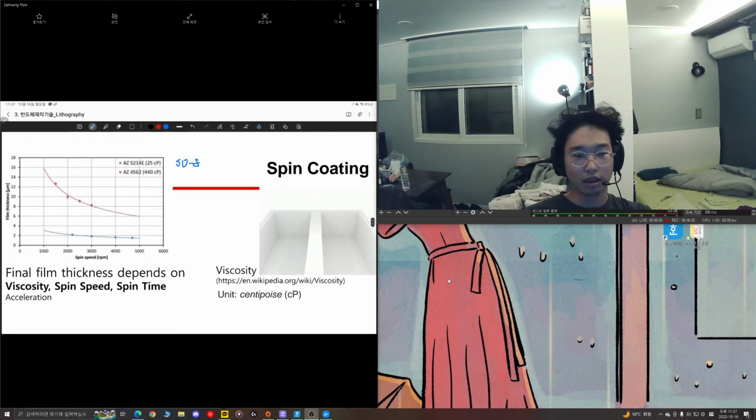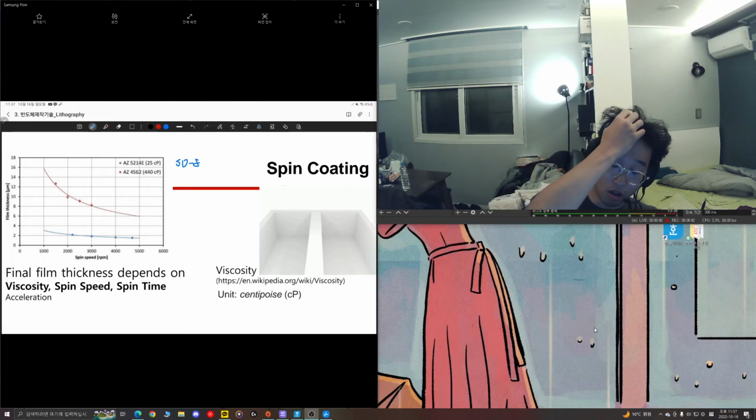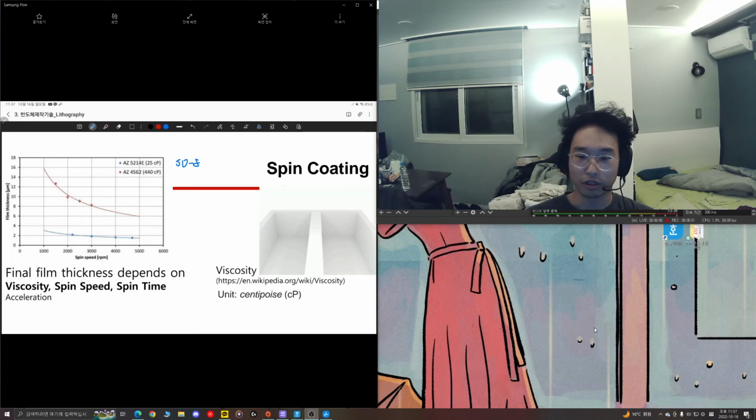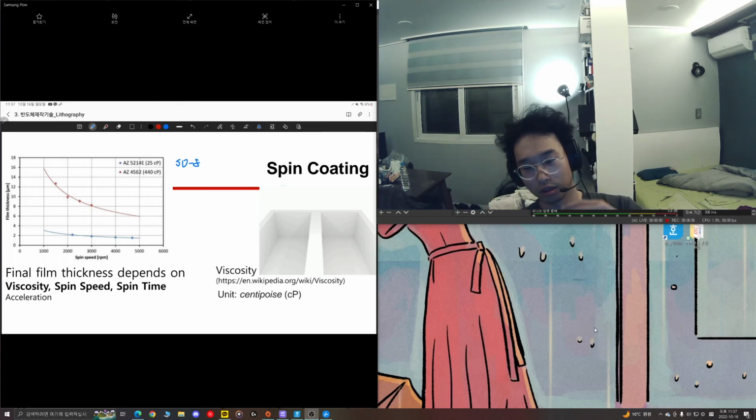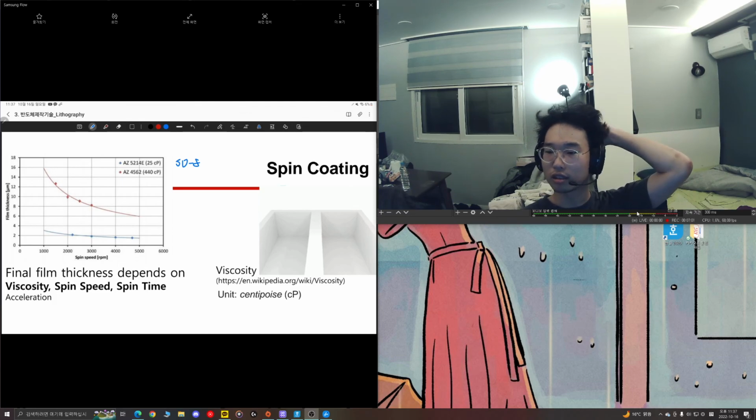This graph shows that when you use a higher RPM, your thickness gets much smaller. Also, when your RPM is low but your spin coating time is long, your thickness gets smaller. It's like that. So this is done. This is what I learned this week.